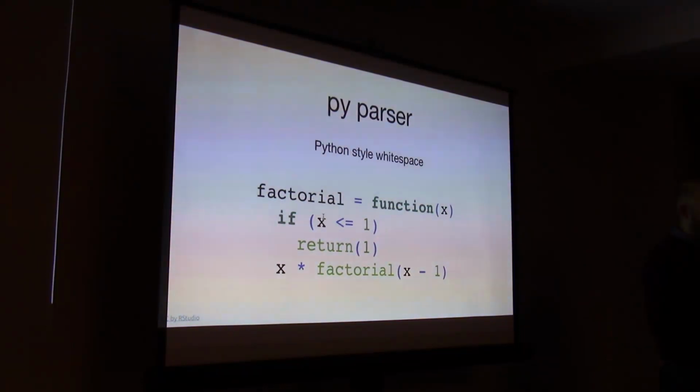The next example is a Python style parser. It uses base R syntax for everything but defining code blocks. In that case, instead of braces, which would be typical R syntax, it allows you to use semantic white space like Python. So this would be how you would define a function in this case.